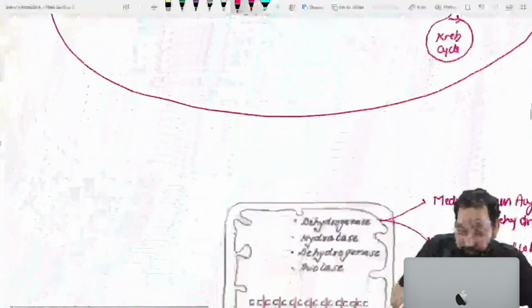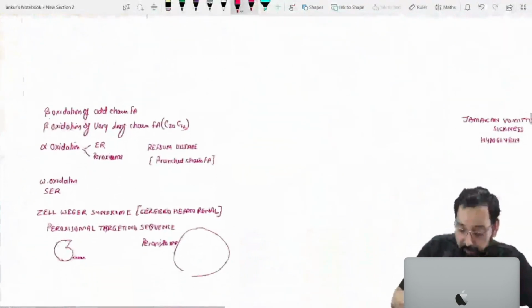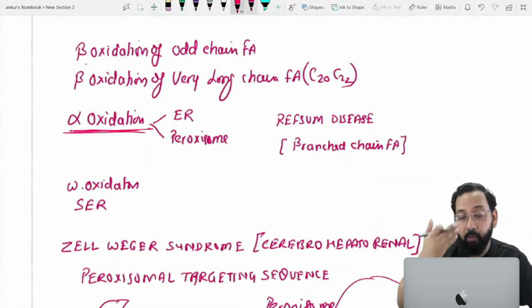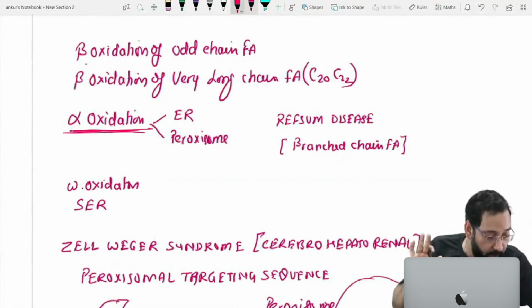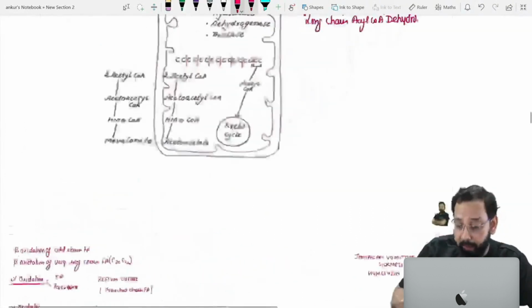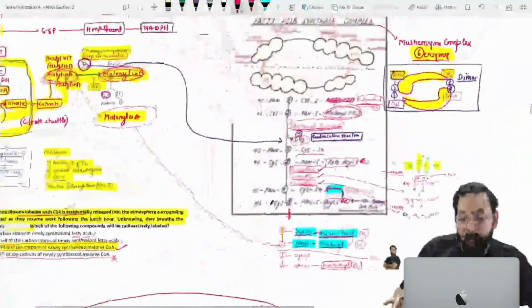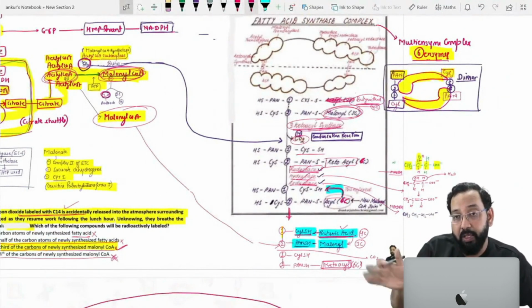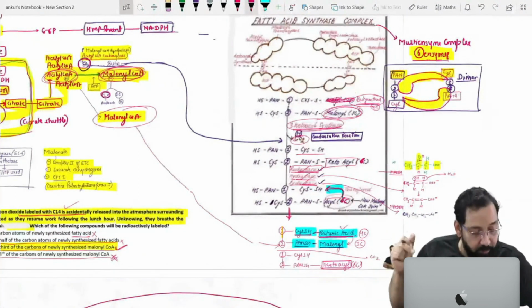When we want to make odd chain fatty acids, we can do alpha oxidation. I will discuss alpha oxidation. In alpha oxidation, you can remove 1 carbon. Mostly in our body they are even chain fatty acids, but if you want odd chain fatty acids, you can produce them by removing one carbon through alpha oxidation.